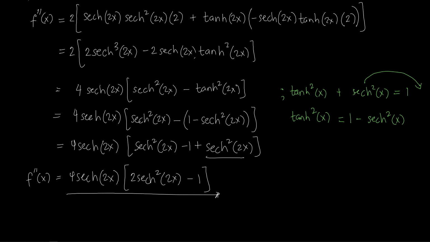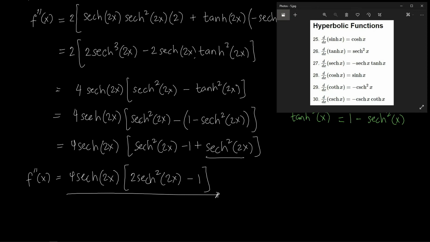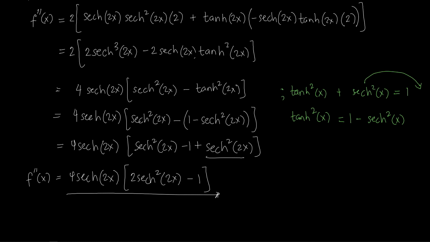Okay, so let's try another. Let us try cotangent. If you are given f of x as x cotangent hyperbolic of 3x, find the first derivative.